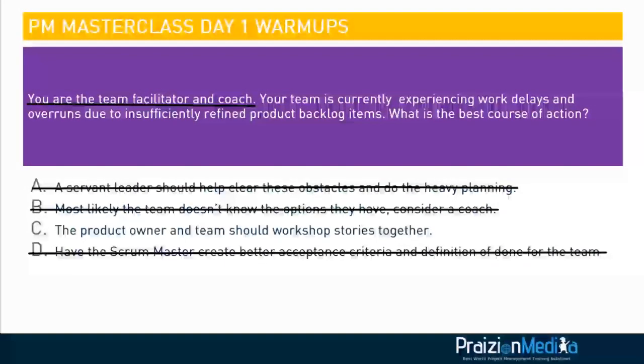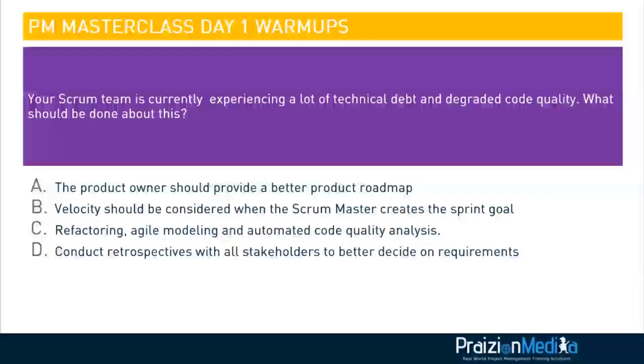C, we'll come back to C and let's take a look at D. Have the Scrum Master create better acceptance criteria and definition of done for the team. Well, the acceptance criteria for each story and the definition of done for the team is not done by one person. It's done by a number of people. So it cannot be D. Best answer is working together. Workshop stories together. Create stories, decompose stories, all that. And that is why that is the best answer.